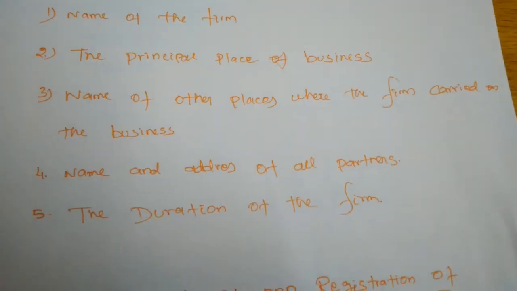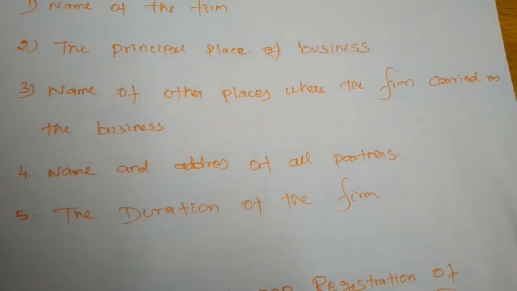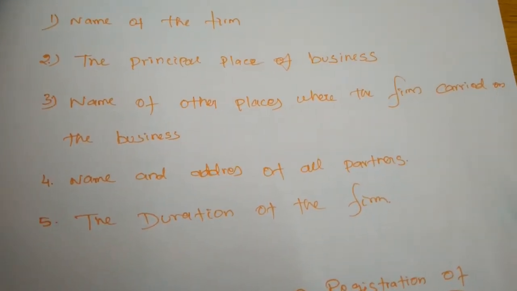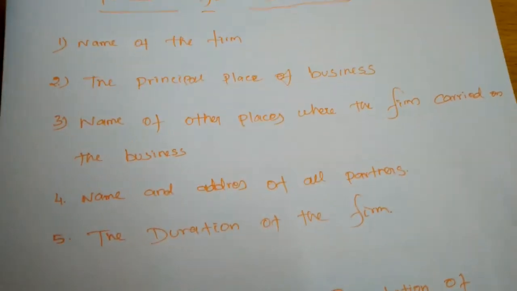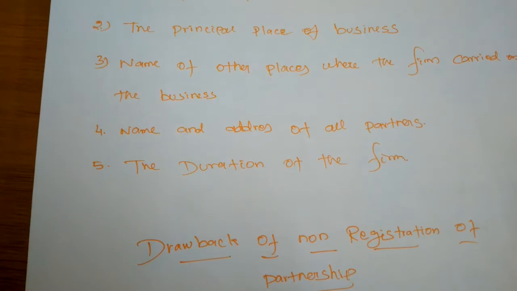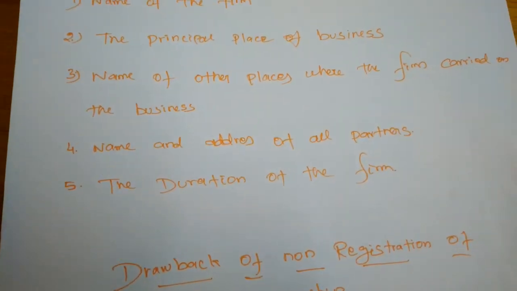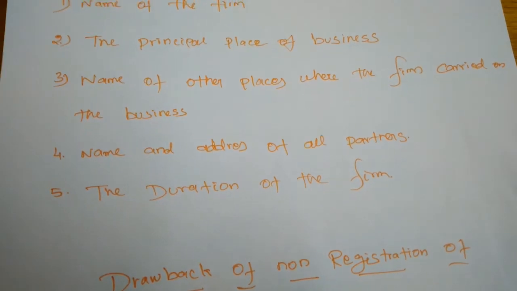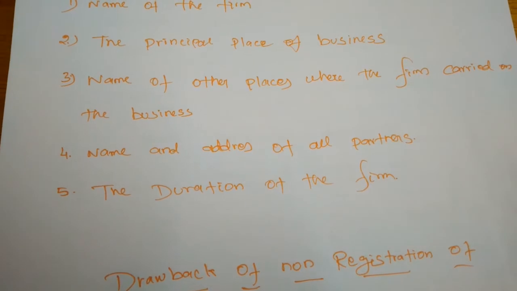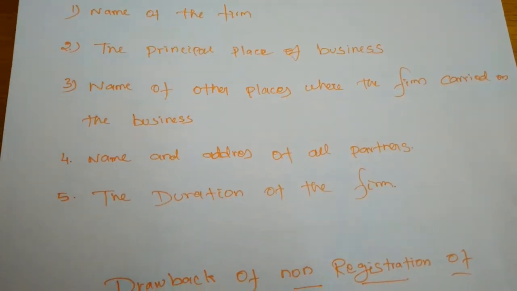Next, the name of other places where the firm carries on business. The branches' names and places also have to be mentioned in the registration form. Next, the name and address of all partners. The certificate name and the permanent address of all the partners must be mentioned in the registration form. It will be helpful to the government if any problem arises in the partnership premises.